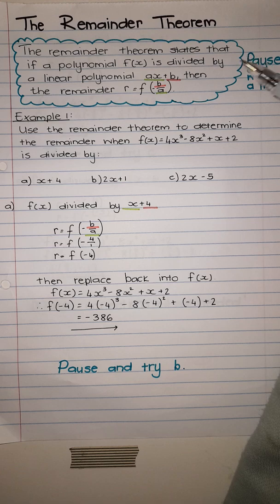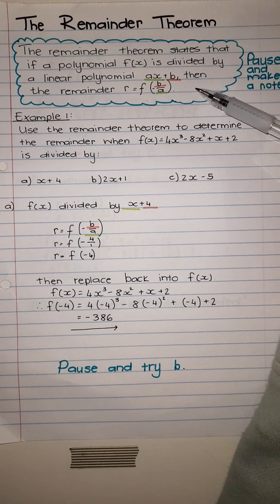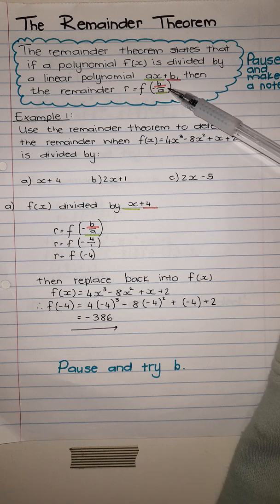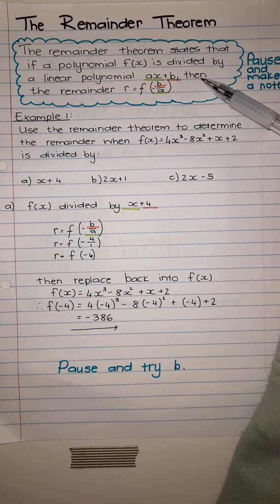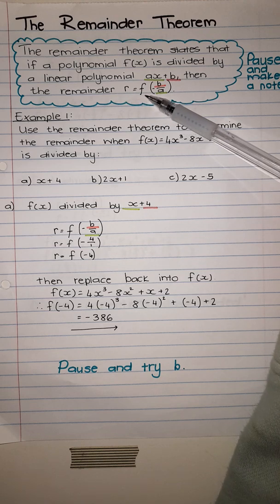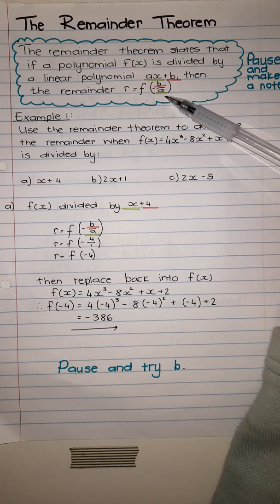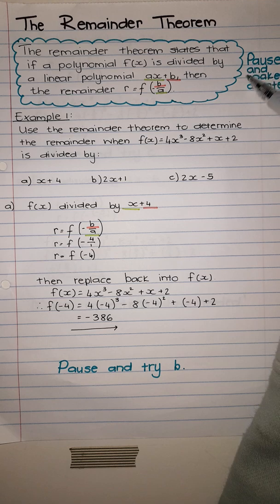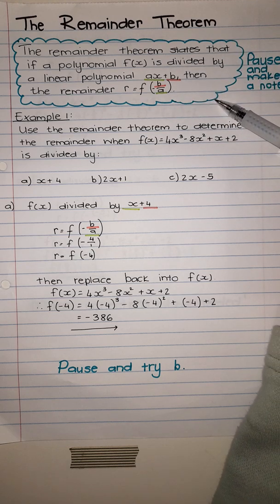Okay, so the remainder theorem states that if a polynomial f(x) is divided by a linear polynomial ax plus b, then the remainder r equals f(-b/a). Okay, so please pause and make a note of this, write it down.